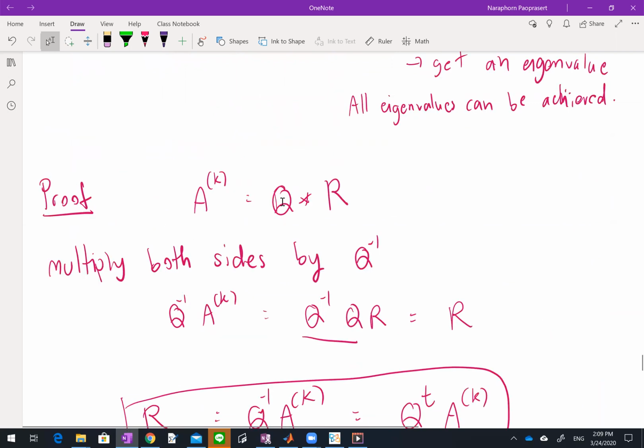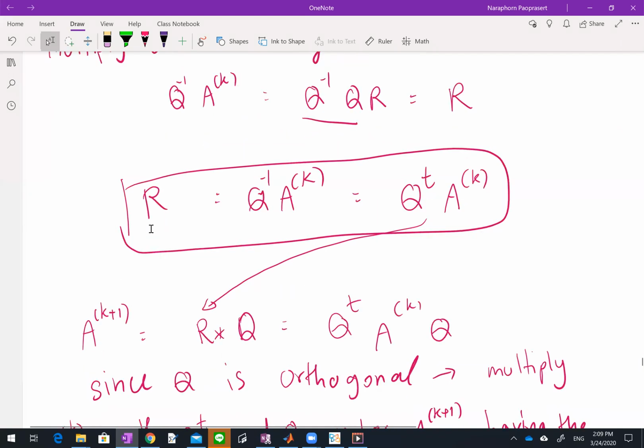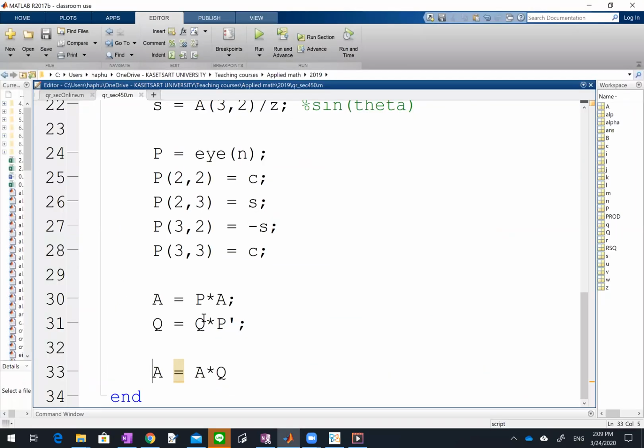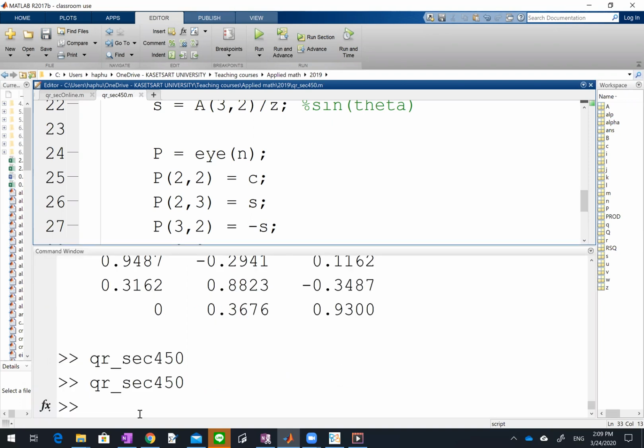If I split A into Q times R, then my next A is going to be R times Q. So in my MATLAB code, I calculated my next A to be R times Q. Now if I run this code several times, 20 times, then my final A looks like that.